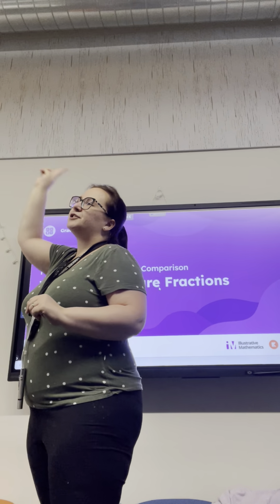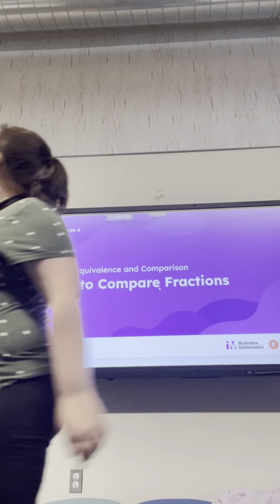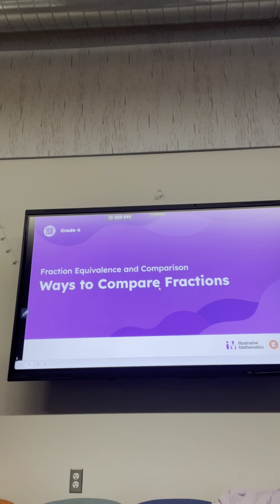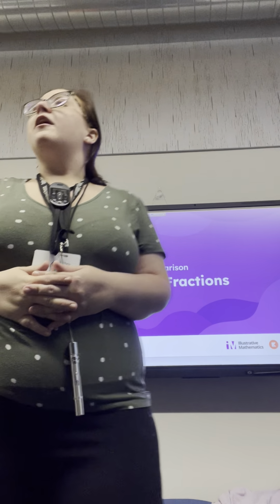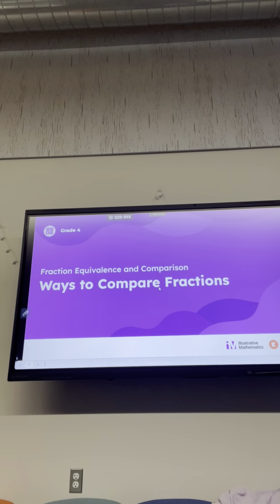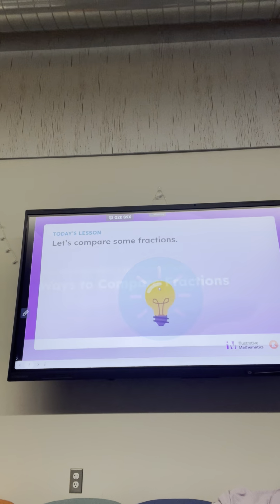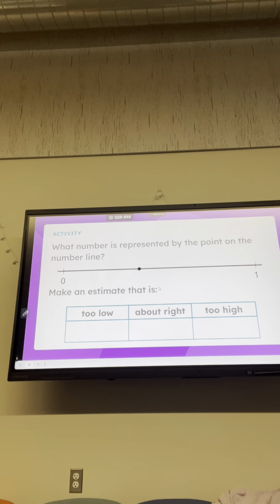All right, so the next thing that we're about to do is our do now. The do now is going to be on page number 93. If you have not done so already, please open your workbook up to page number 93. Good. On page number 93, we're going to do the questions. The questions on page 93 say, let's compare some fractions. What number is represented by the point on the number line? And then it has a few lines so you can write your answer.